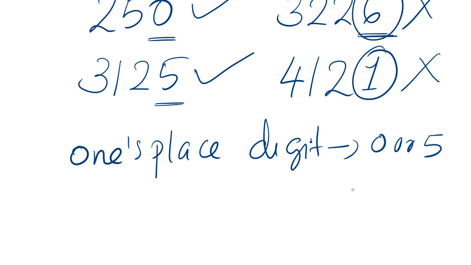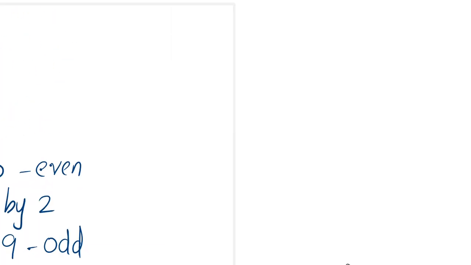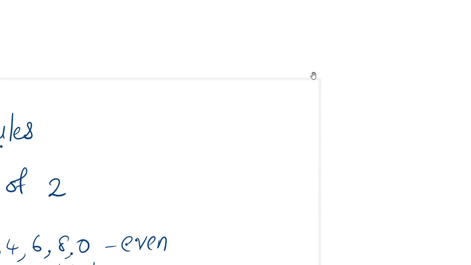Okay. Then we can discuss one more thing with this. What if the number is divisible by 10? If a number is divisible by 10, its ones place digit will be 0. For example, 2340. So here the ones place digit is, sorry, 0. So this number is divisible by 10.